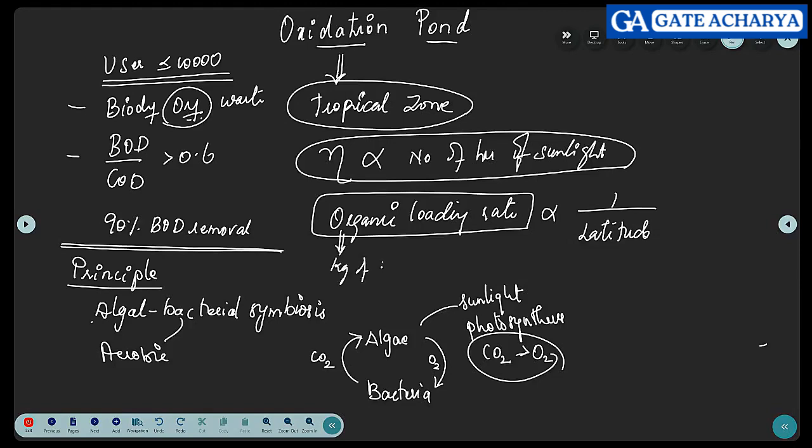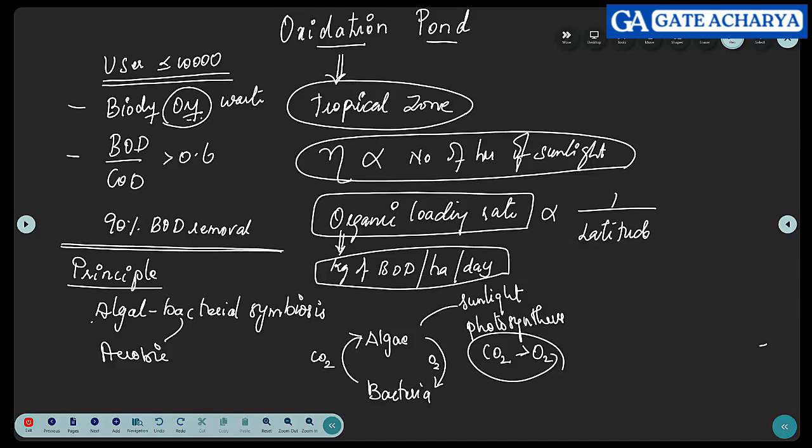So kg of BOD applied per hectare per day. It is the organic loading rate. What is the quantity of BOD applied per unit area? That is, per unit hectare area per day, is called the organic loading rate.